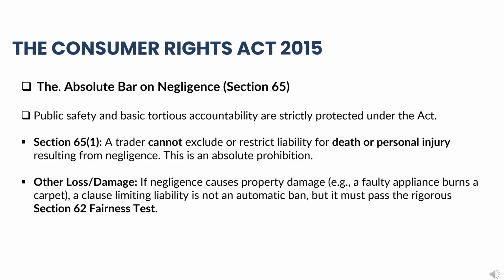On our previous slide, we discussed the core terms exemption under Section 64, seeing how price and subject matter can enjoy a conditional safe harbor from the fairness test, provided they meet the dual criteria of transparency and prominence. However, there is one area of the law where no amount of transparency, prominence, or mutual agreement will ever save a trader's exclusion clause. This brings us to the ultimate boundary of consumer protection, the absolute bar on negligence contained in Section 65.